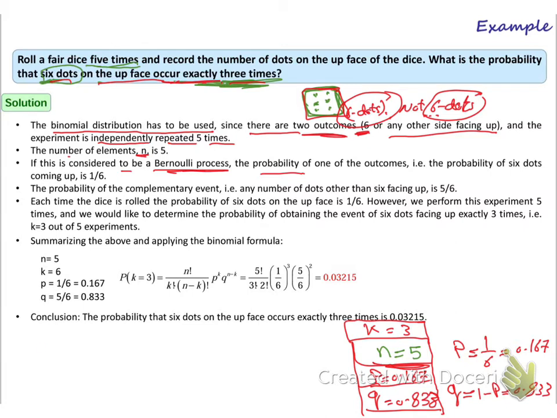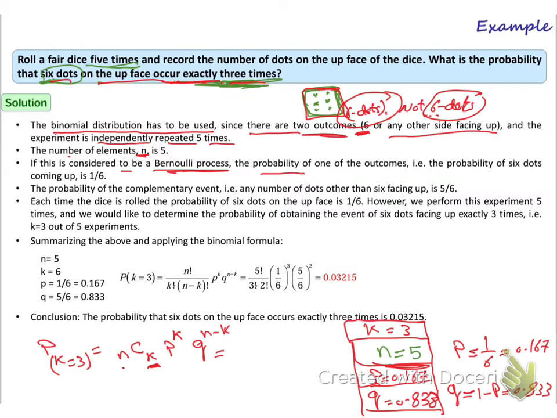So what is Bernoulli? Bernoulli says the probability of K appearing 3 times equals, what we called NCK. You remember NCK? If you forget the formula, NCK times P to the power K, Q to the power N minus K.